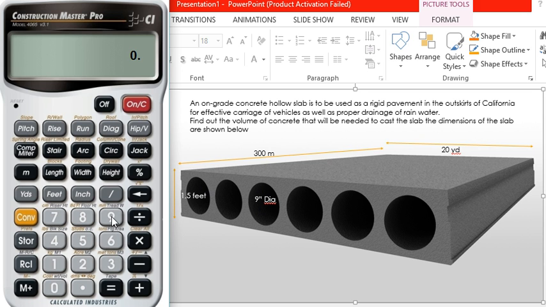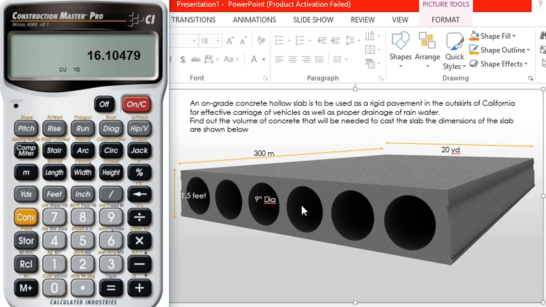Press 0 feet 9 inch. Press circle. Multiply by 300 meters equals cubic yards, 16.1 cubic yards. This is the volume of the circular section that projects inside the hole.